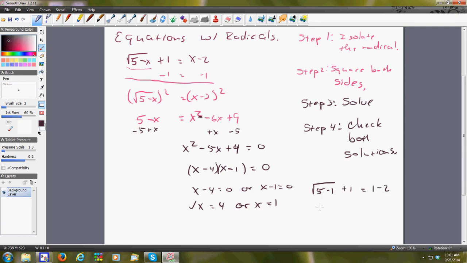Take a look at this. I get the square root of 4 plus 1, which equals 3, but 1 minus 2 equals negative 1, and that is not true. 3 does not equal negative 1, so we have to reject that solution. See? That's why you check. I did my math right, but that solution still doesn't work, and the reason why is because of the radical sign. And that's it.